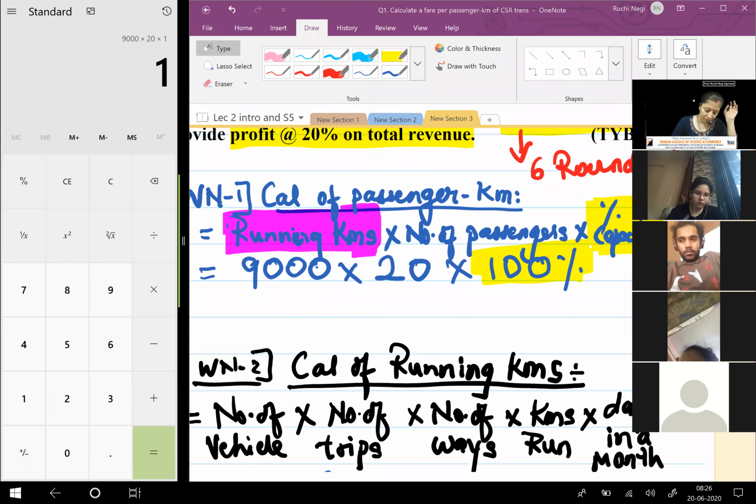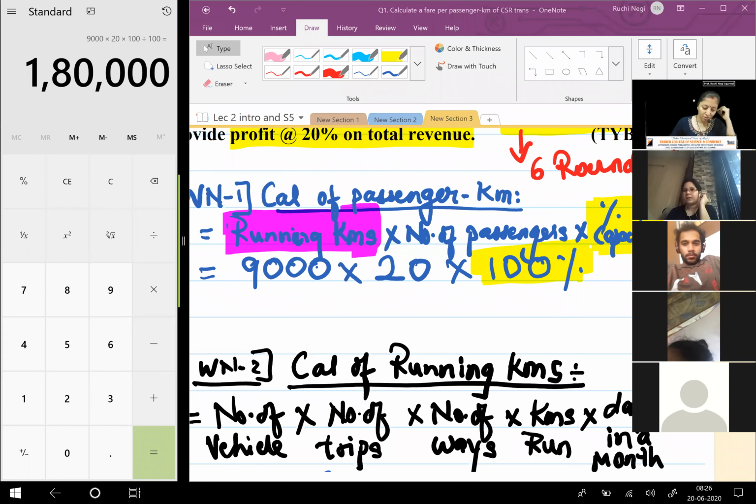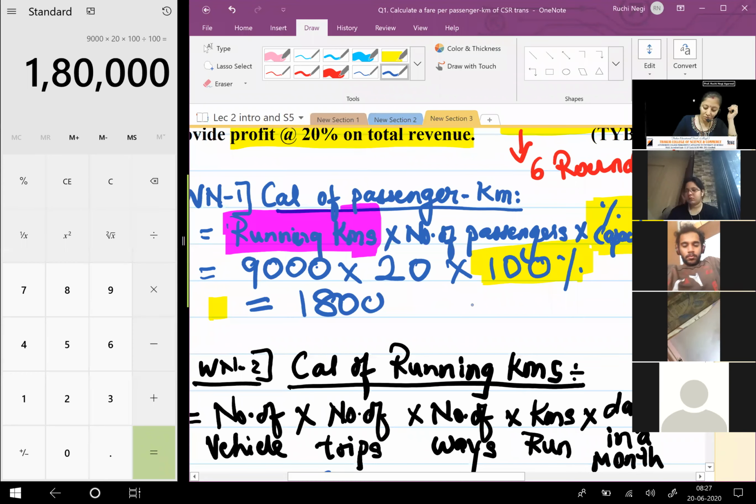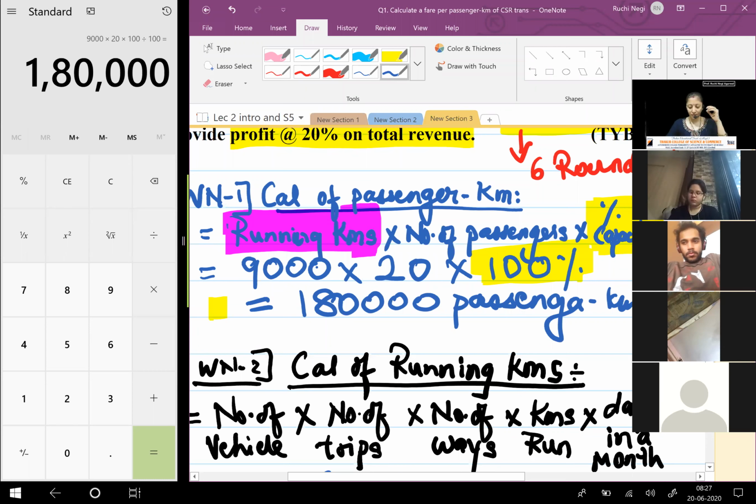9,000 into 20 into, obviously you know, divide by 100 it has to be. So it is 1,80,000 kilometers. The answer is 1,80,000 passenger kilometer. Clear everyone? 1,80,000 passenger kilometer. Okay, fine. Coming to next.